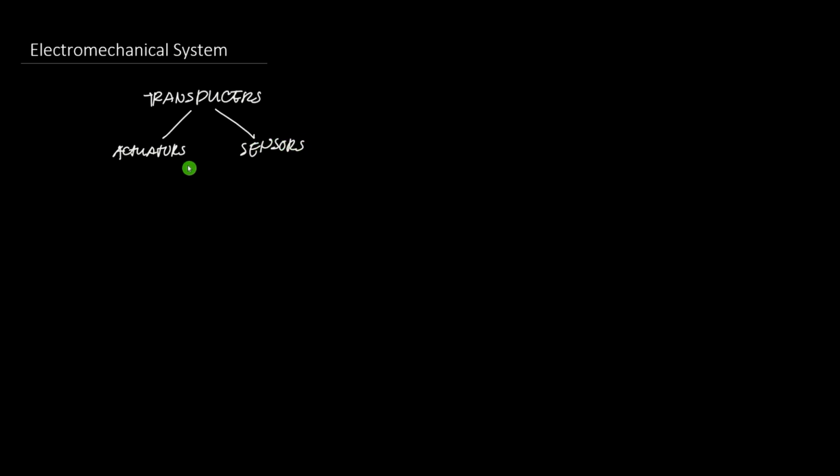Examples of actuators are motors. We also have relays and magnetic contactors, and so on. These are devices that, if you apply electrical energy, it will be converted into mechanical energy. While sensors are the other way around. If you apply mechanical energy, it will result in electrical energy, and they are used as sensors in control systems.